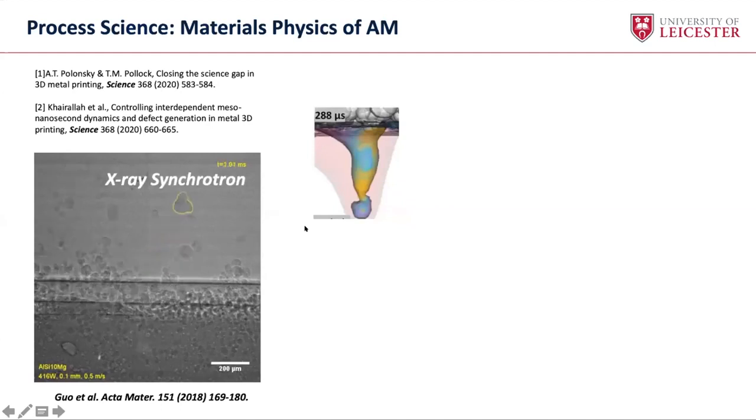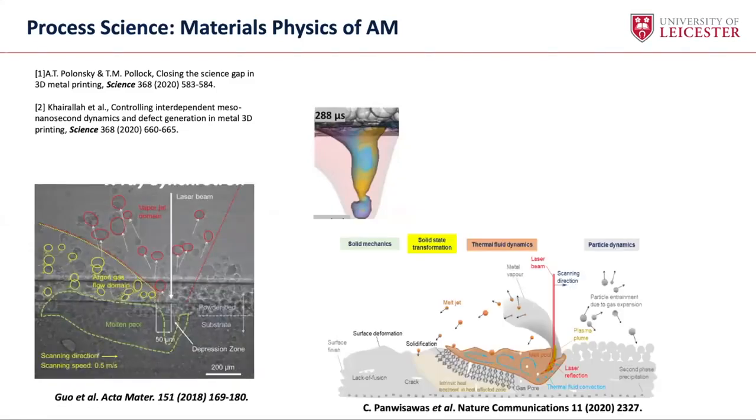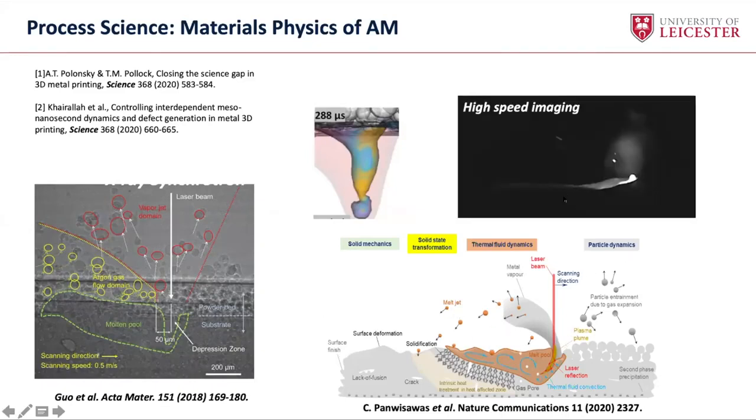Let me explain a little bit more on this. Lately, people are trying to visualize what is going on in a bit more detail, I mean, more in the spatial length scale. If you use X-ray synchrotron to look at what is going on during the process, you will see that there are a lot of things going on. If I summarize on the right-hand side, compared with the high-speed imaging here.